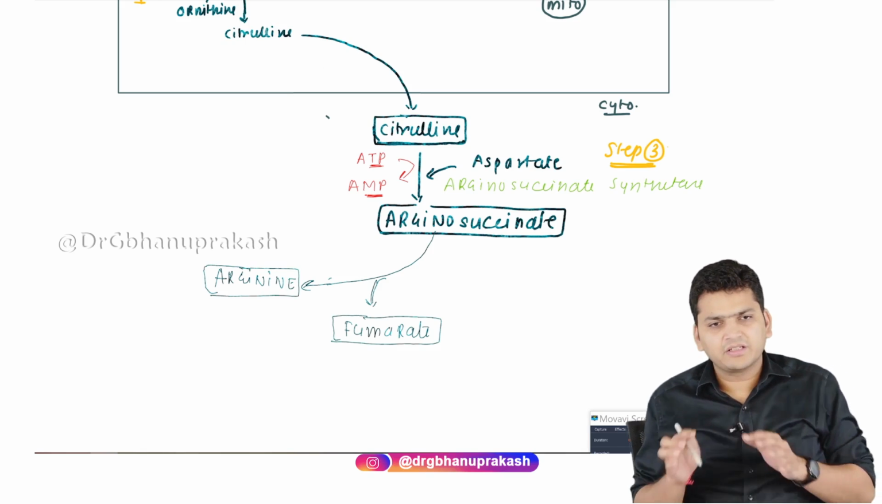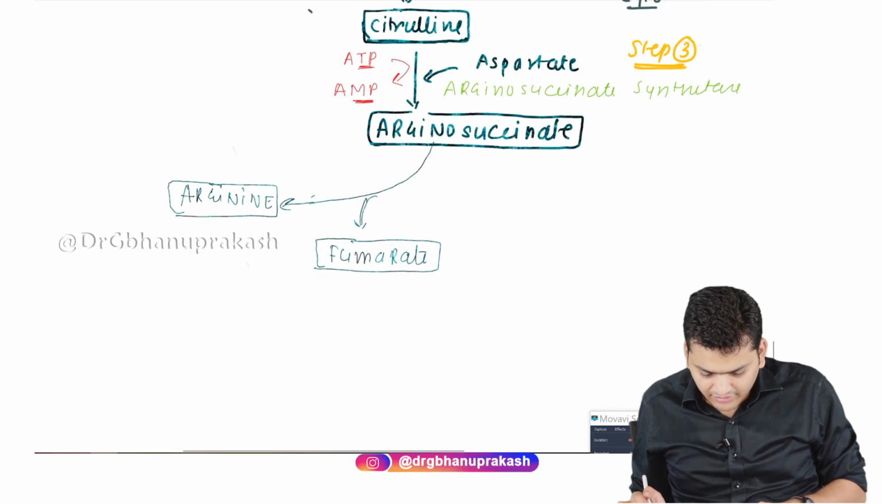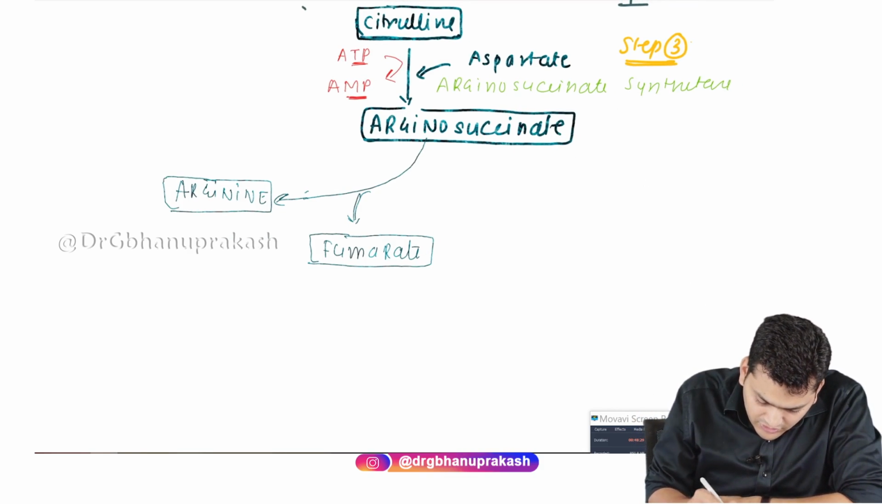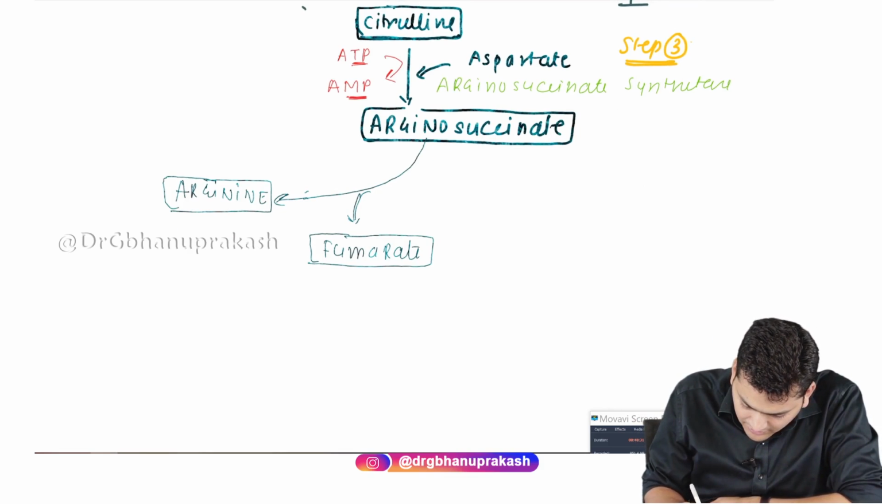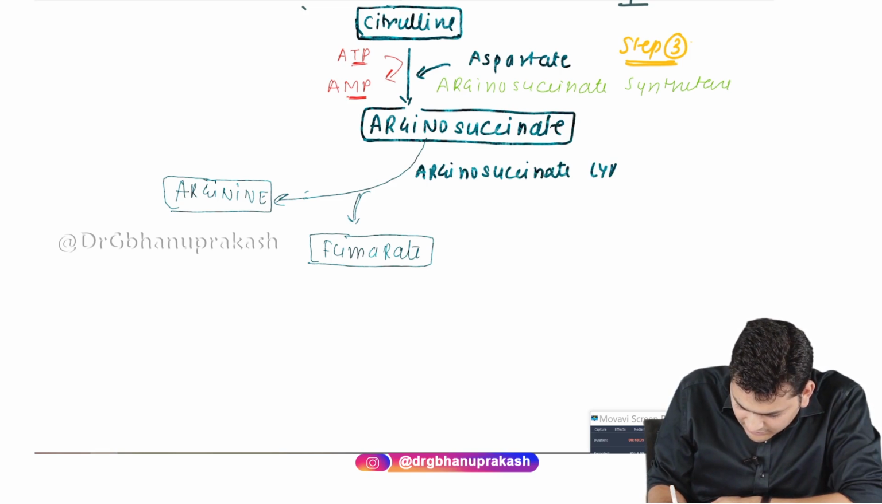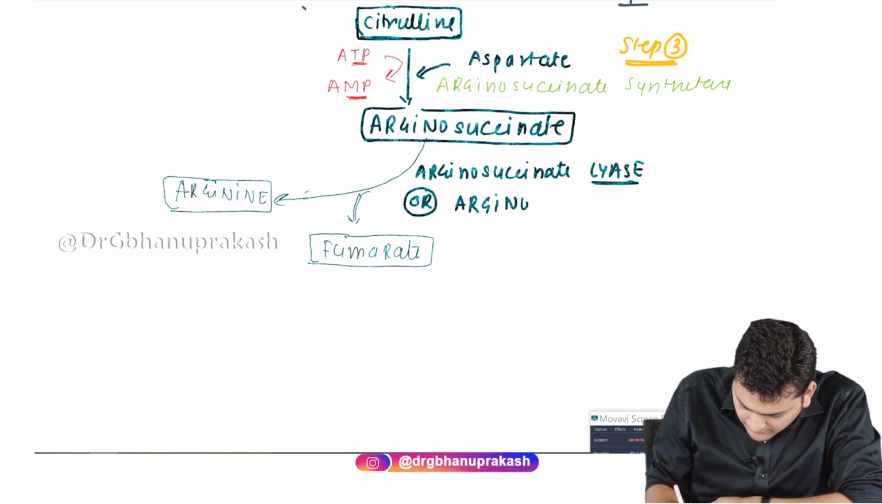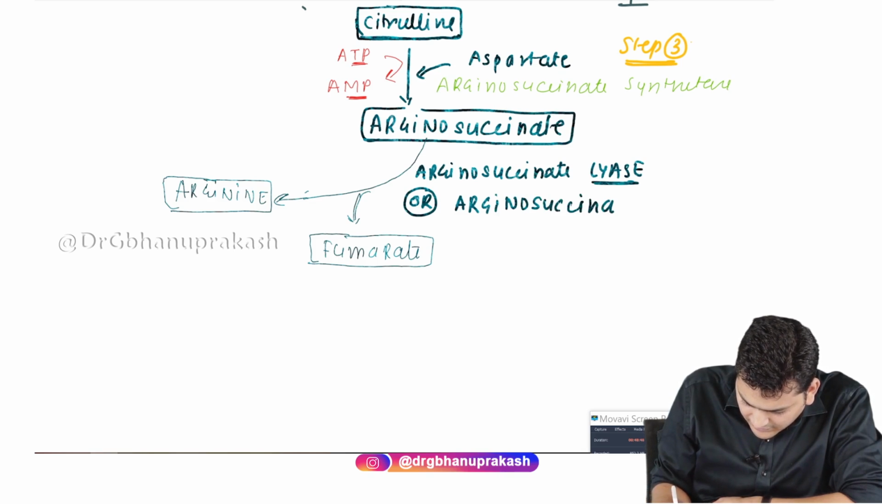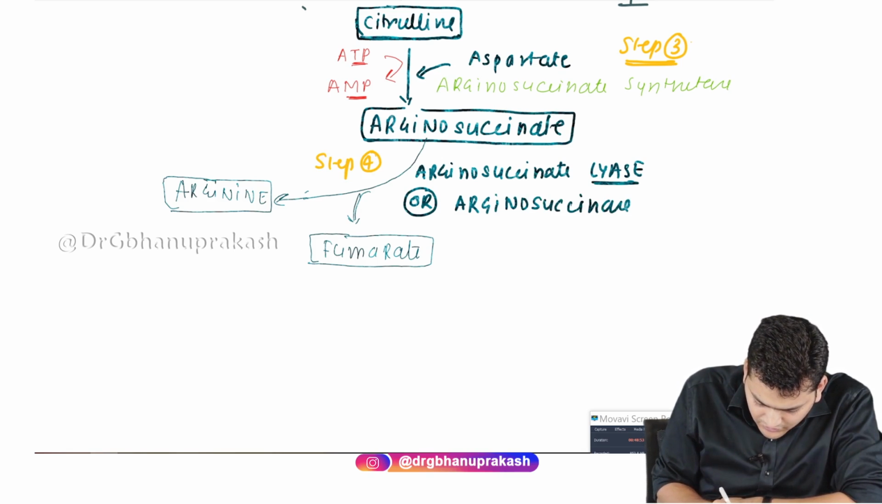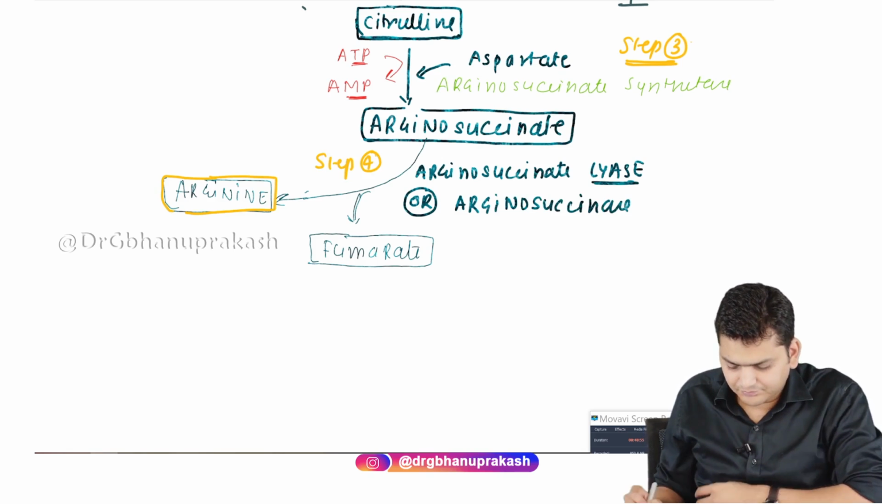When the arginosuccinate splits into fumarate and arginine, it is basically a lysis reaction, right? So the name of the enzyme is arginosuccinate lyase, because it is a lysis reaction, or in short it is also written as arginosuccinase. This is going to be step number 4. So we are going to get the arginine.